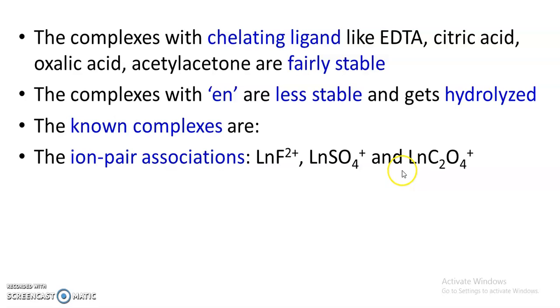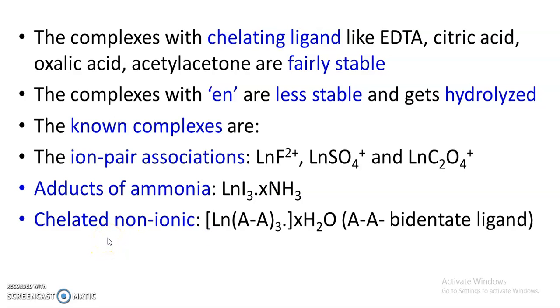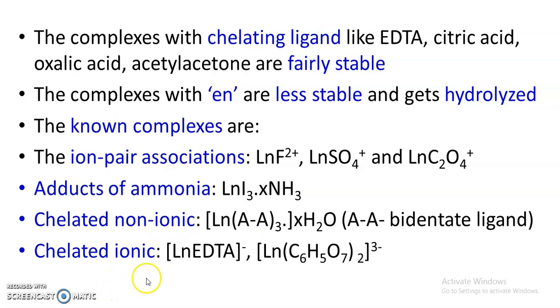LnF2+, LnSO4+, LnC2O4+, this is lanthanide oxalate, then adducts of ammonia, LnI3·xNH3, then chelated non-ionic complexes like LnA3·xH2O, where A is a bidentate ligand, and this is the chelated non-ionic complex of lanthanide ion. Chelated ionic complexes like Ln(EDTA)-, EDTA is ethylene diamine tetraacetic acid, and Ln(C6H5O7)2 3-. So C6H5O7 is citric acid. So these are the chelated ionic complexes.